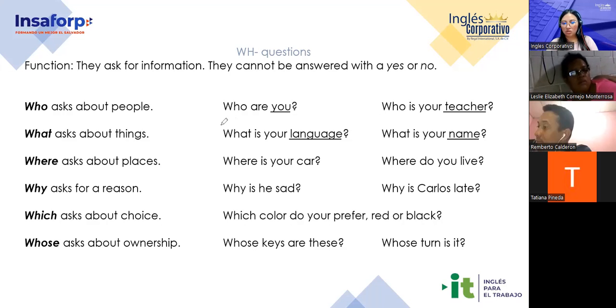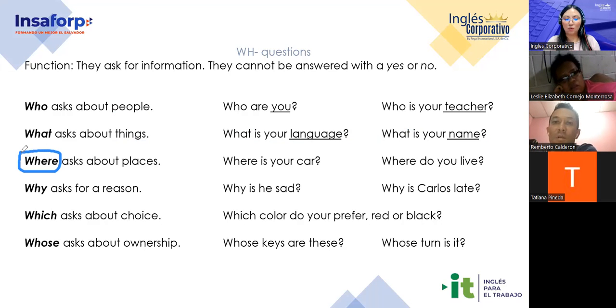What is your language? ¿Cuál es tu idioma? Hey, what is your name? Pregunta muy básica. What is your name? Y lo podemos usar en forma corta también. What's your name? What's your language? What it's only for things. Who it's whenever we want to ask about people. Next one, number three.